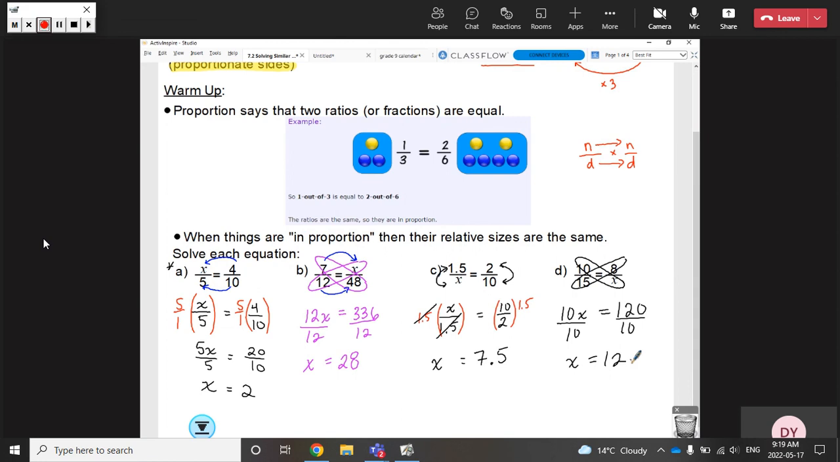Who likes that? Who's thinking, yeah, I'm going to cross these all day? Who's thinking, no, I like to flip it and then multiply by the denominator? Who likes to do more work? No one.